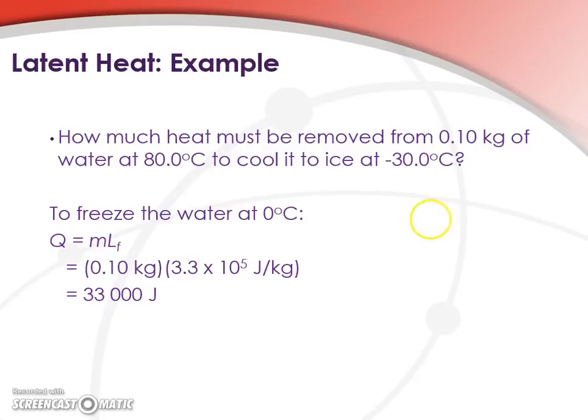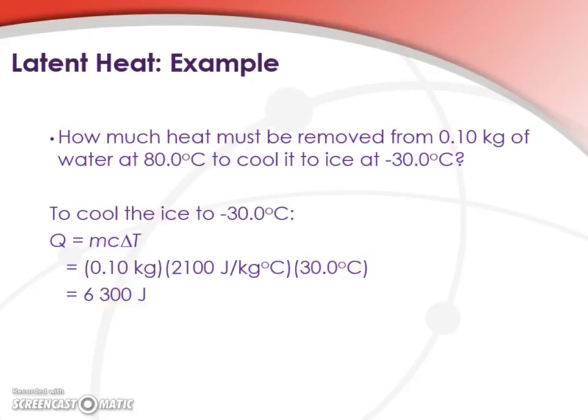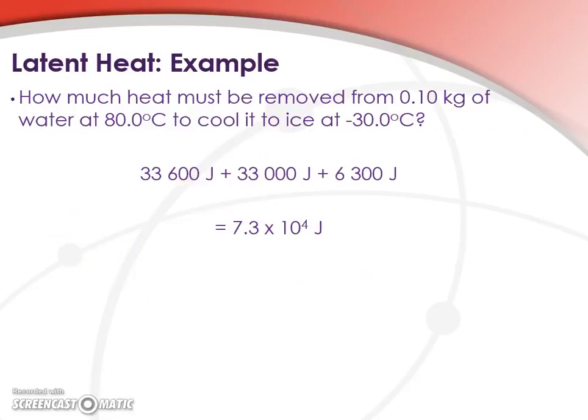Now we've got ice at temperature 0 degrees Celsius, but we still need to cool it 30 degrees. Well, we know how to do that as well. The heat capacity of ice times the mass times delta T. And we get 6.3 times 10 to the 3 joules. And all we have to do then is just add these numbers up. And we get 7.3 times 10 to the 4 joules.